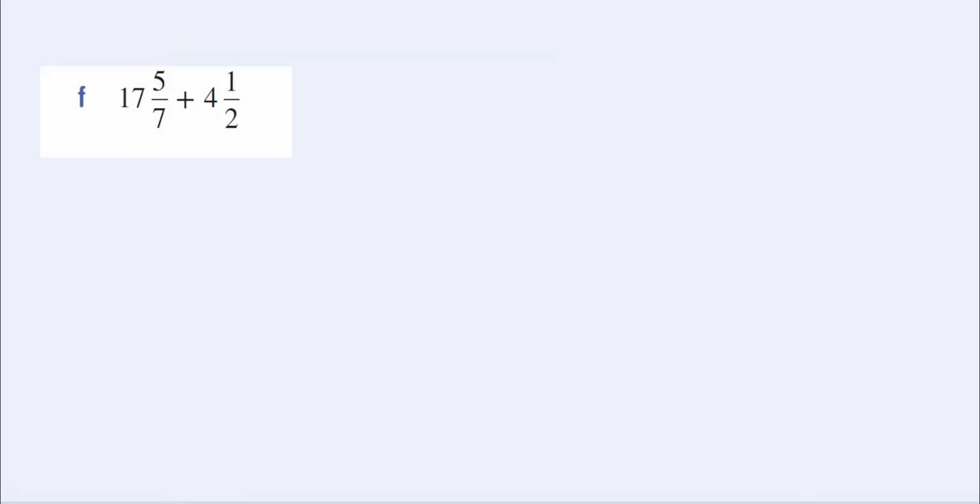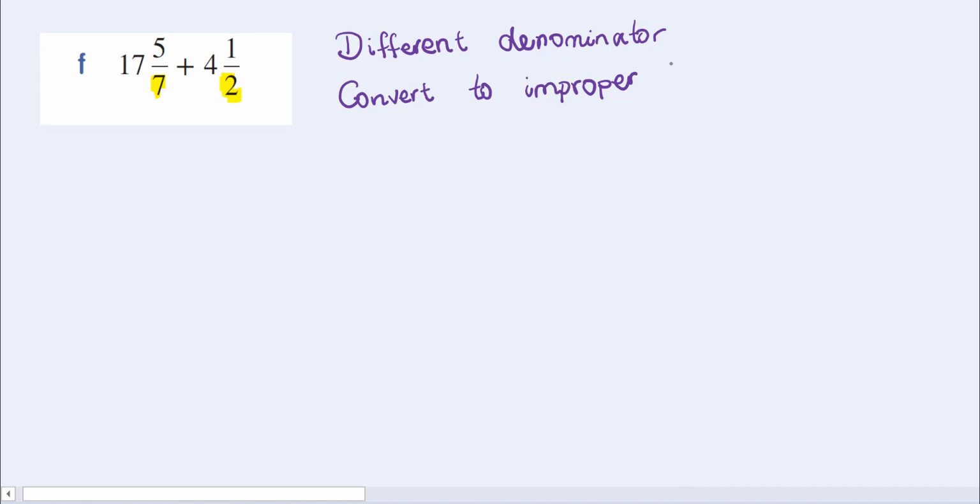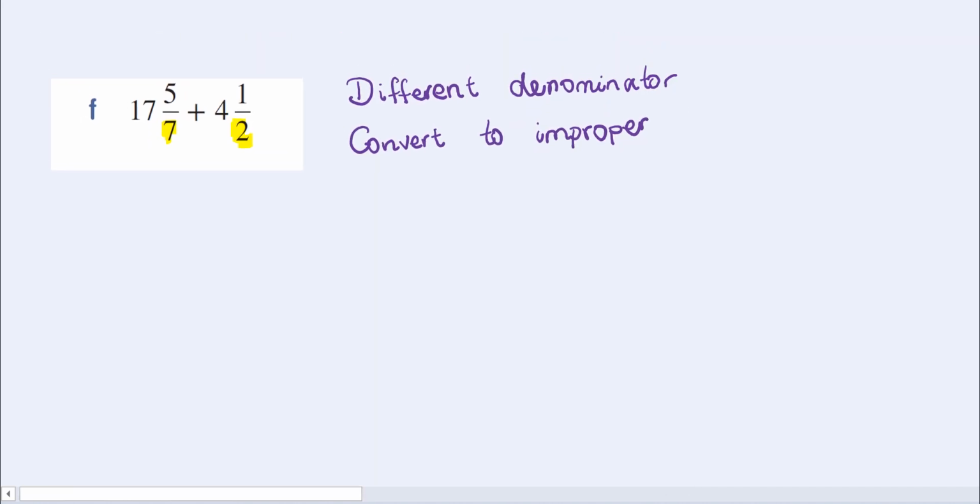Now in this question here, this is again a mixed numeral fraction. What you'll notice is that the bottom two numbers are different. In that first fraction, you've got 17, 5 over 7. And in the second fraction, you've got 4, 1 over 2. So both of them have a different number at the bottom. You've got 7 as your first denominator, and 2 is your second denominator. So in that case, if you have different denominators, you need to first convert it back to an improper fraction.